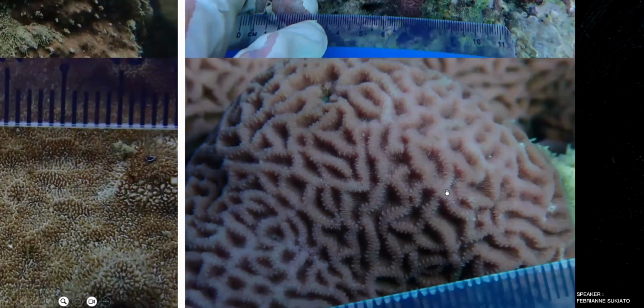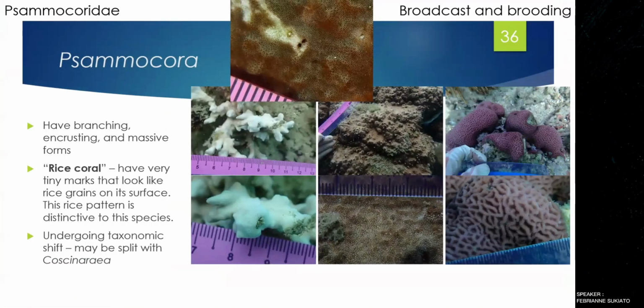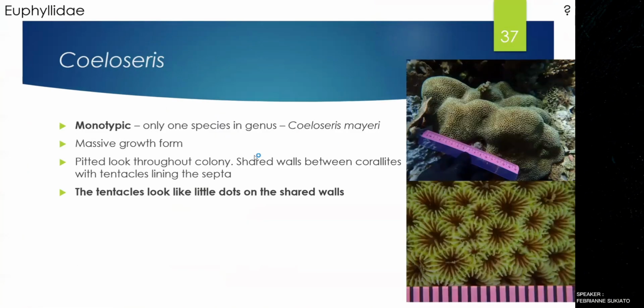So if you get that, like ridges with little rice patterns, then you can call it either Cosinaria or Samocora. Somebody's gonna pick a fight with you, that's fine.